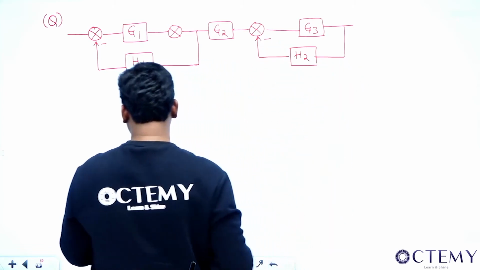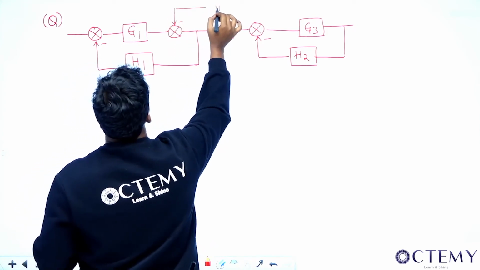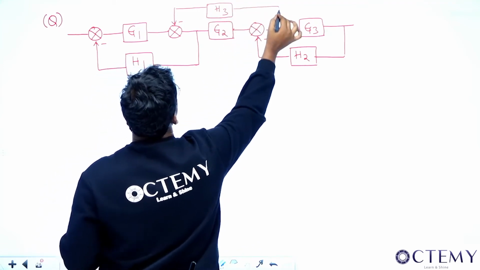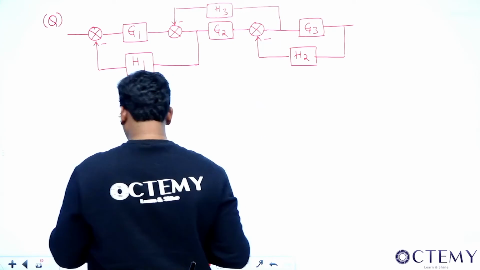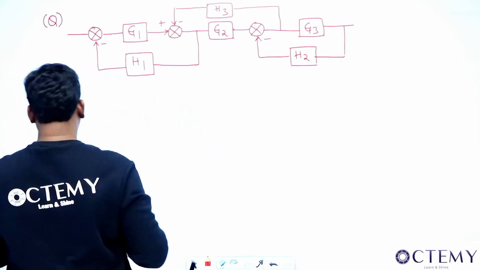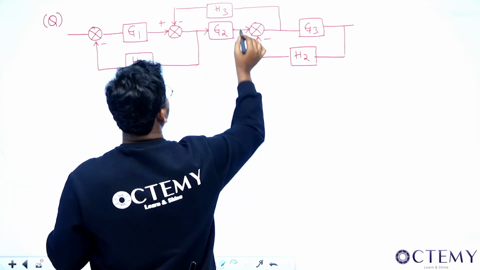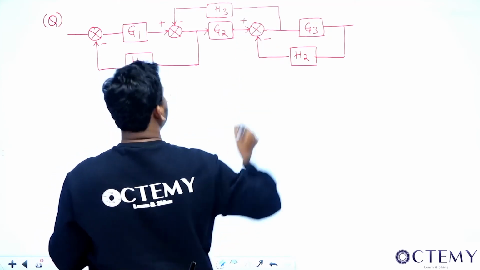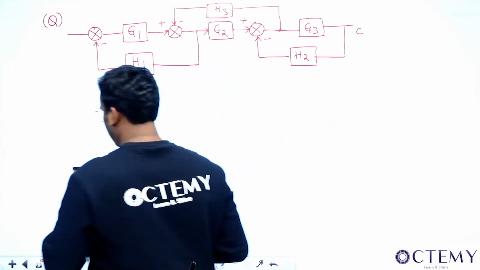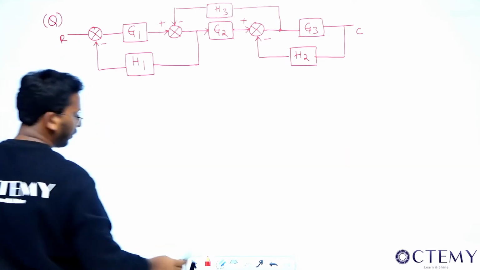So, and the other block is like this, sir. This is minus H3. This is minus H3. And it is coming from here. Right? So, let me just check it, sir. This is minus, this is plus. This will be like this outside and this will be inside. This is plus, this is minus, and this is the takeoff point. This is C, output C, and this is plus input R. Right? This is your input R.